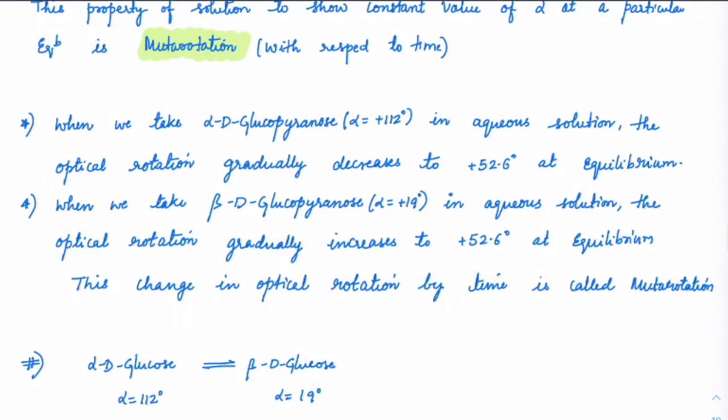So if we take the pure alpha D form in aqueous solution, then the optical rotation gradually decreases to 52.6 degrees at equilibrium. Similarly, if you take the pure beta D form in aqueous solution, over time it will gradually increase to 52.6 degrees at equilibrium. Is this clear? This type of optical rotation is called mutarotation. So remember the term carefully.